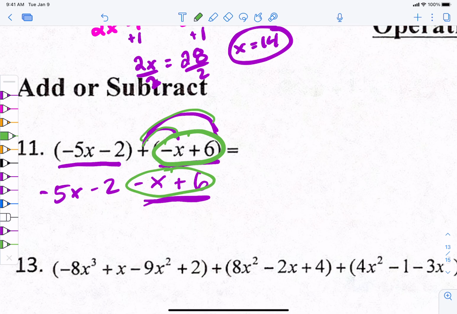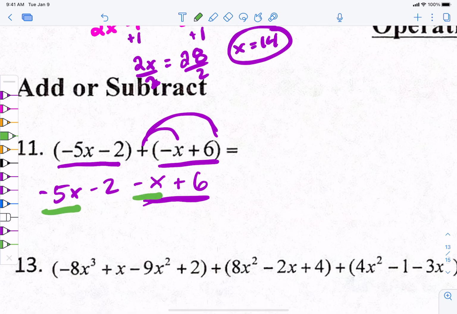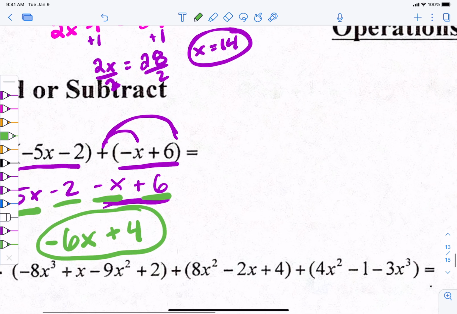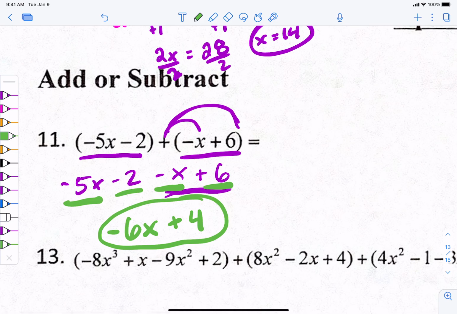It's really not doing anything to it. But if it was plus negative, it would change it. Right, that's what we're going to do here in a second. Okay, so combining like terms, we've got negative 5x and minus x, negative 6x, negative 2 and positive 6, plus 4. That's it. We've combined like terms. We're done with that problem.